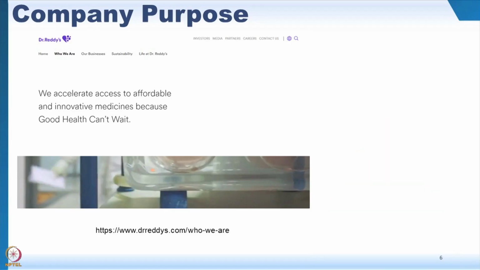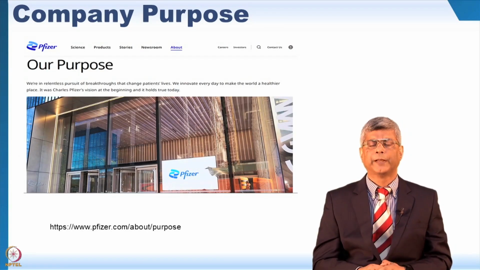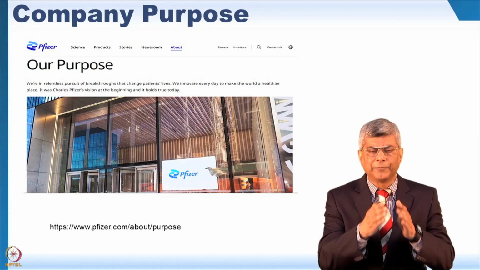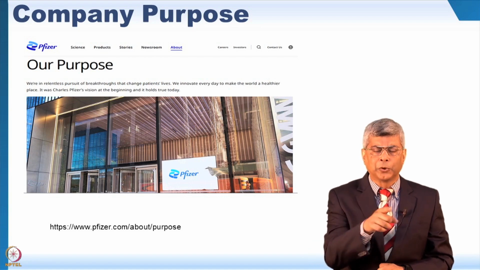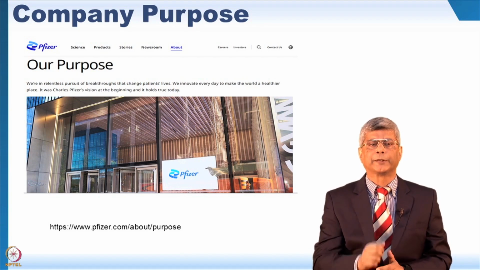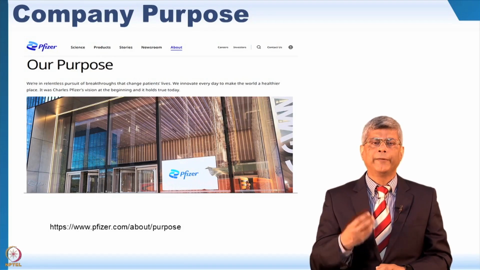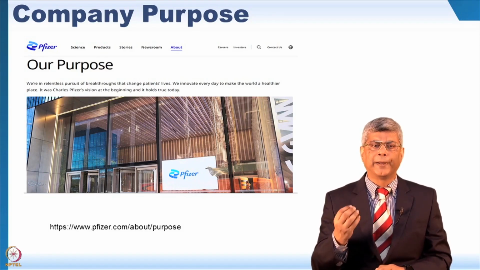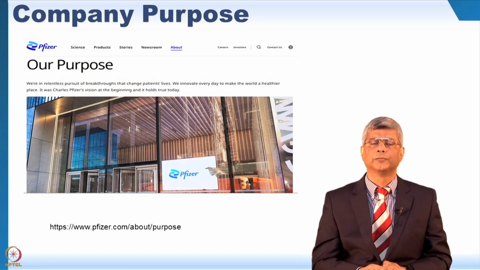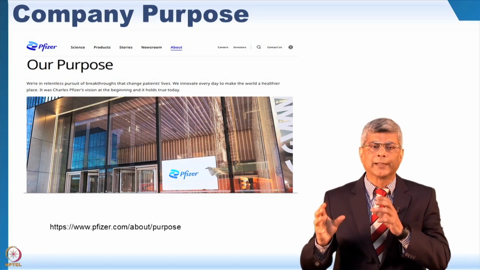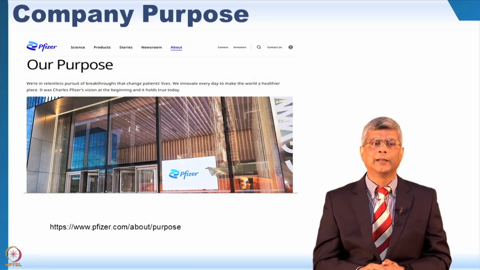And that's the purpose of Dr. Reddy's. Let's look at another company in the pharma sector, Pfizer. It's a global company. And let's look at how they have defined their purpose. And if you look at the screen, and by the way, if the screen is not clear, you can go to the website. The link is there at the bottom, and you can look it up yourself. But the purpose of Pfizer is we are in relentless pursuit of breakthroughs that change patients' lives. We are always trying to improve patients' lives. We innovate every day to make the world a healthier place.